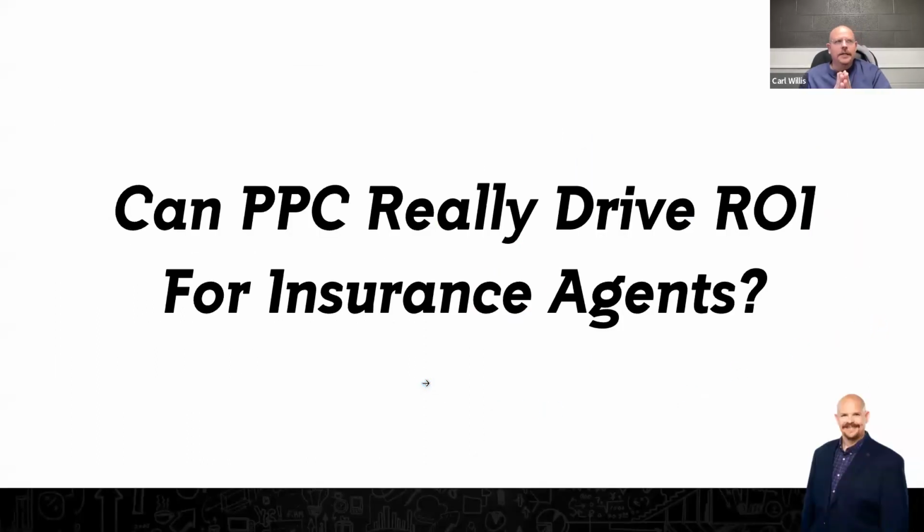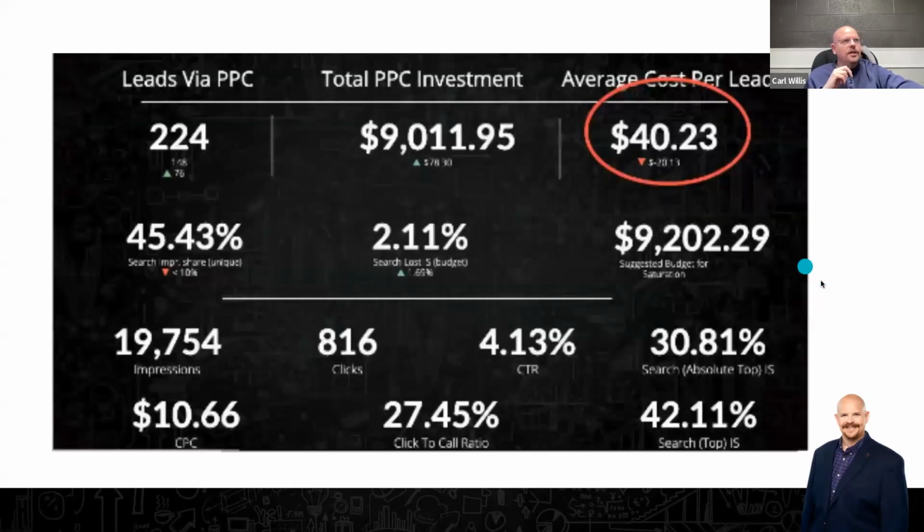So let's talk about, can you really drive a positive return on investment with PPC as an insurance agent? And so let's look at a couple of case studies here. These are just actual metrics from search campaigns. In this particular campaign, the individual was spending $9,011.95 for the month. They generated 224 leads out of pay-per-click. Average cost per lead was $40.23. And so they're able to figure out, can they scale from there using those metrics?